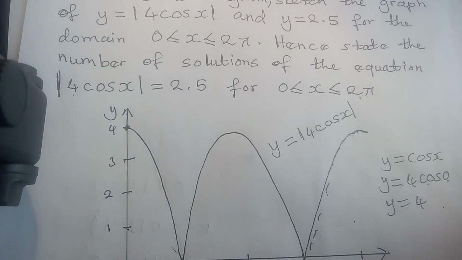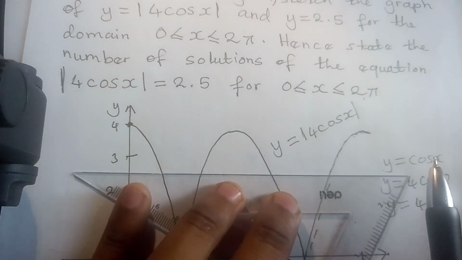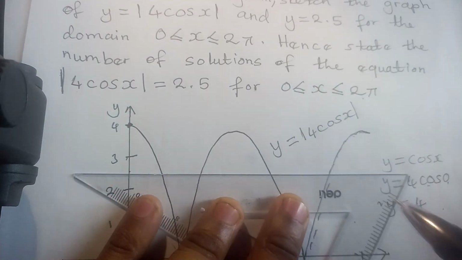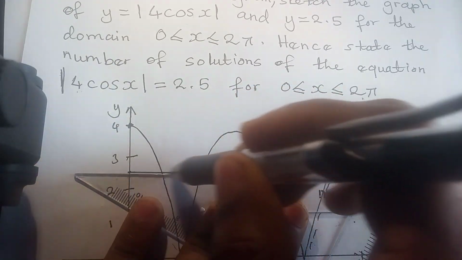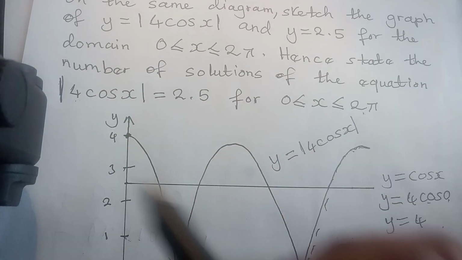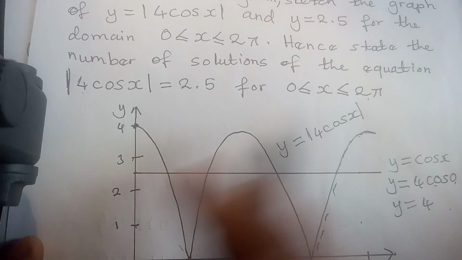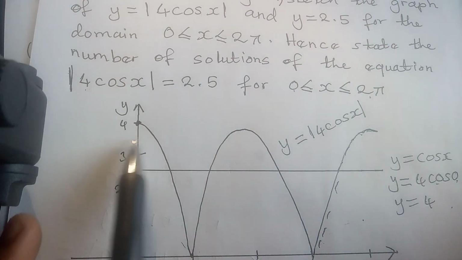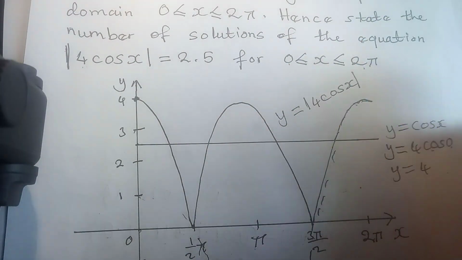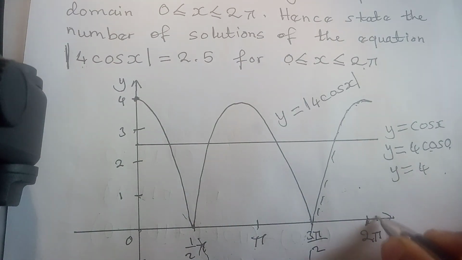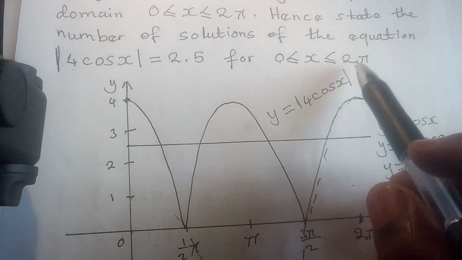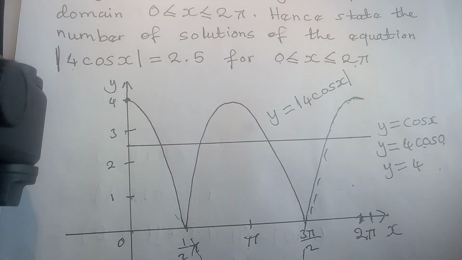I left my graph papers somewhere, but the 2.5 is supposed to be somewhere here. I don't need to extend it this side because the domain is saying from 0 to 2 pi. So you don't need anything that is outside the domain, and you don't need anything that is beyond this point here, the maximum value of x in the domain.